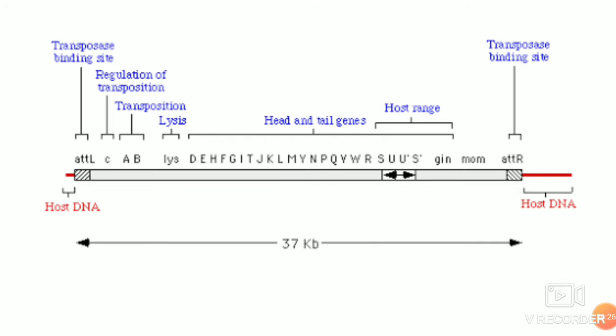The A and B gene products encode transposase. These are very important. The A protein is required for all transposition events, but the B protein is only required for replicative transposition. That means when the Mu phage infects and introduces its DNA into the bacterial cell, then the DNA has to be integrated into the genome.